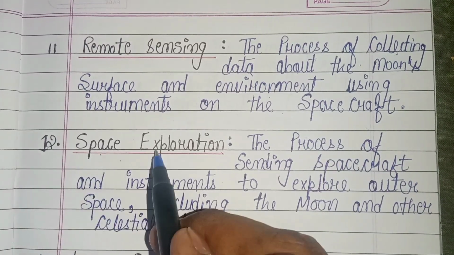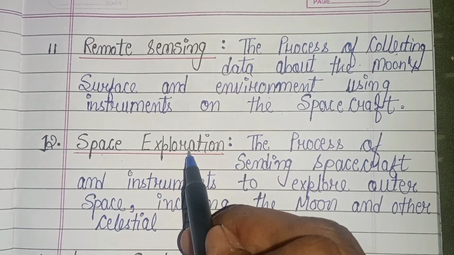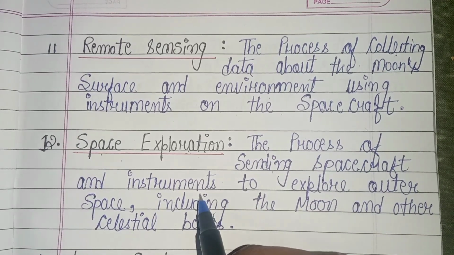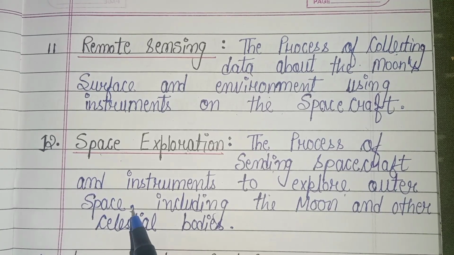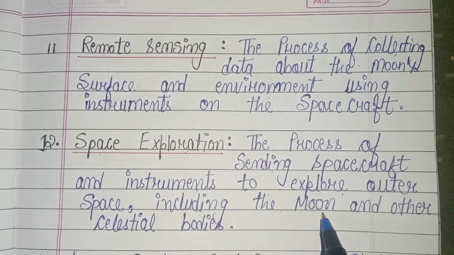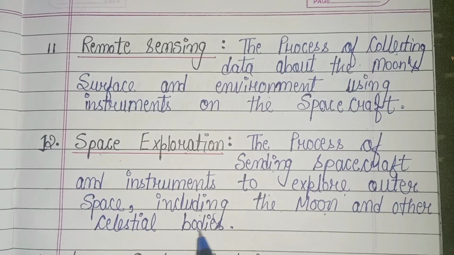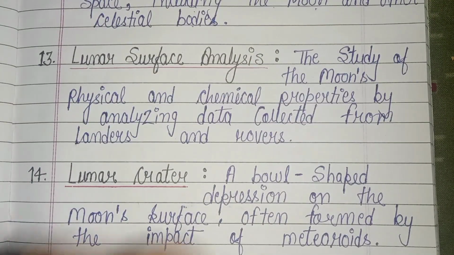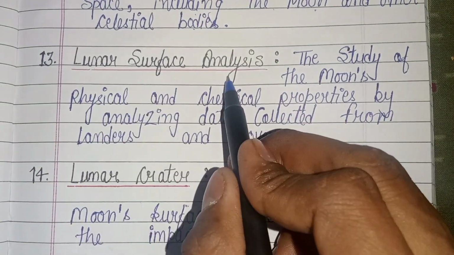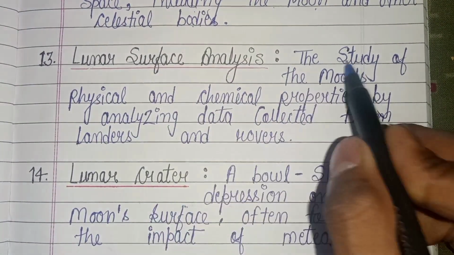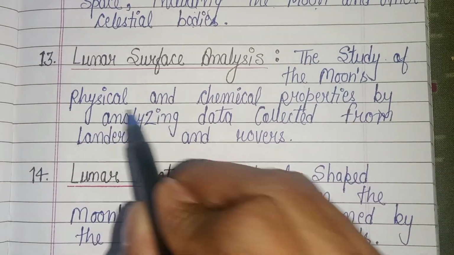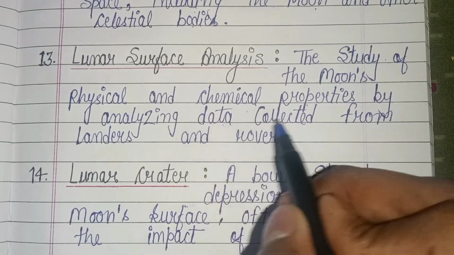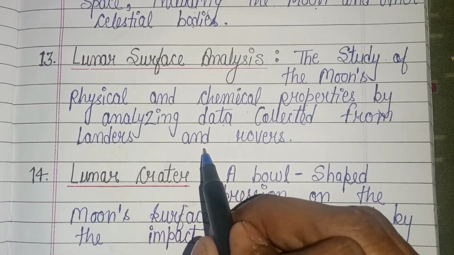Next one is space exploration. What does it mean? The process of sending spacecraft and instruments to explore outer space, including the moon and other celestial bodies. Next word is lunar surface analysis. The study of the moon's physical and chemical properties by analyzing data collected from landers and rovers.